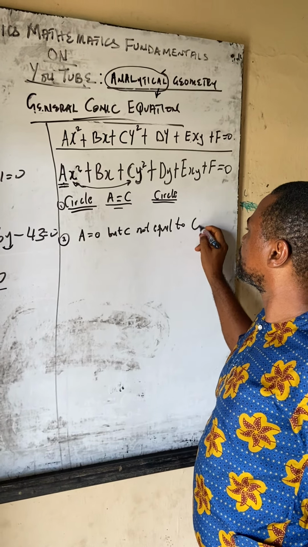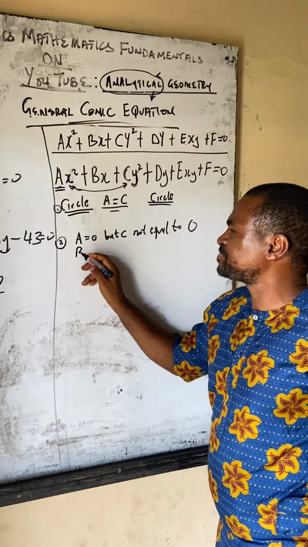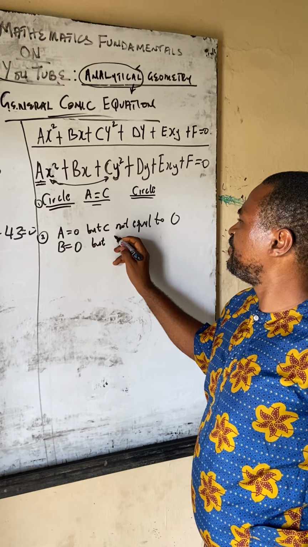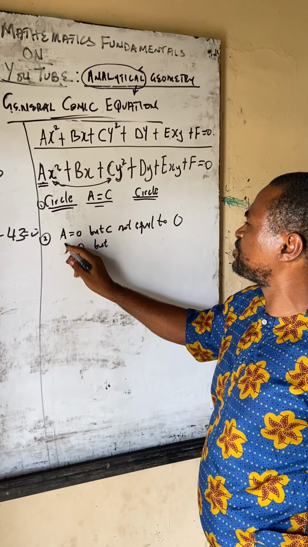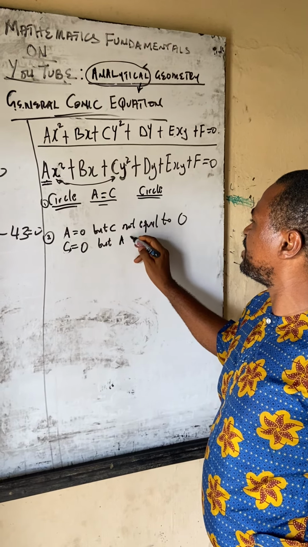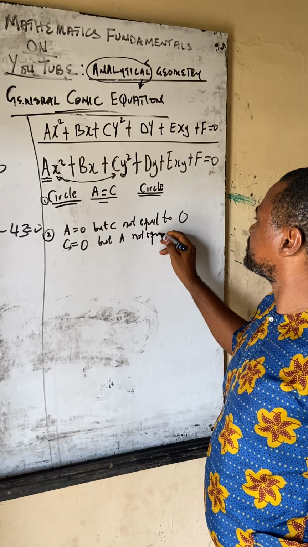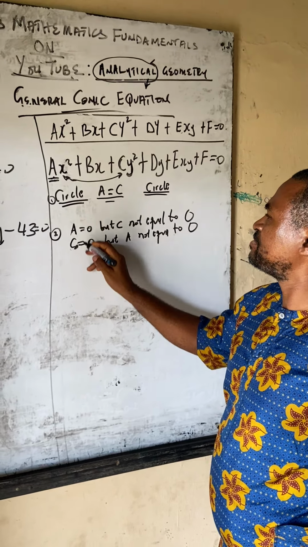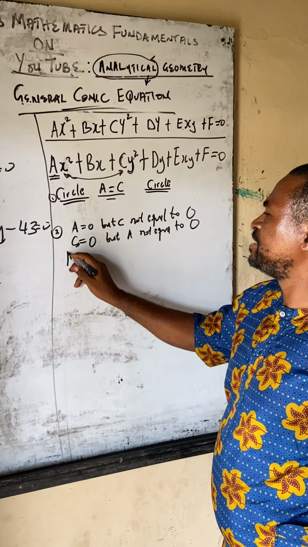Then case 2 is when the constant A is equal to 0 but C not equal to 0, or variable C is equal to 0 but variable A not equal to 0. Then we are having a conic section called the parabola.